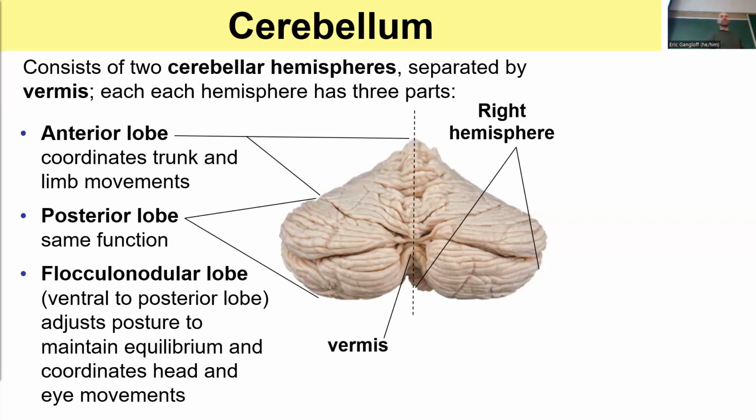You'll notice here that in the flocculonodular lobe, we also have a center that's important for maintaining equilibrium, so maintaining your balance, and coordinating your head and eye movements, which of course is important for maintaining balance as well. So all of those things are functioning together to keep you on your feet, basically. Go ahead, Kylie.